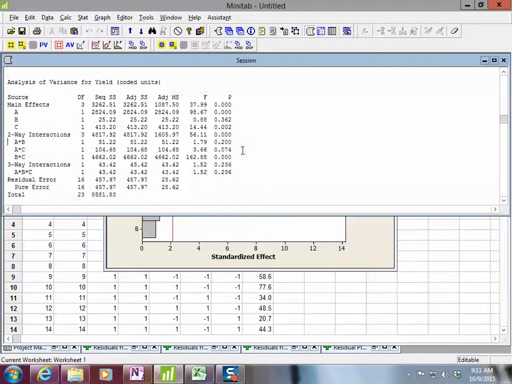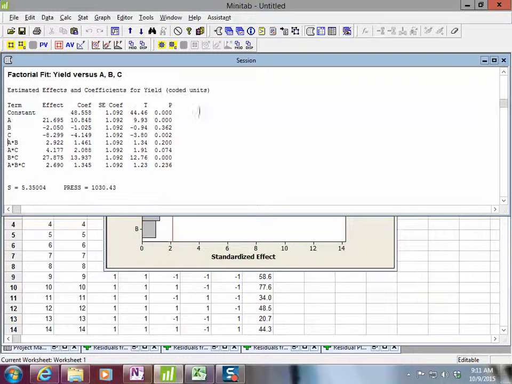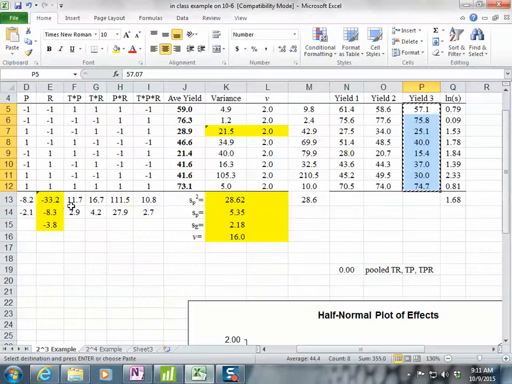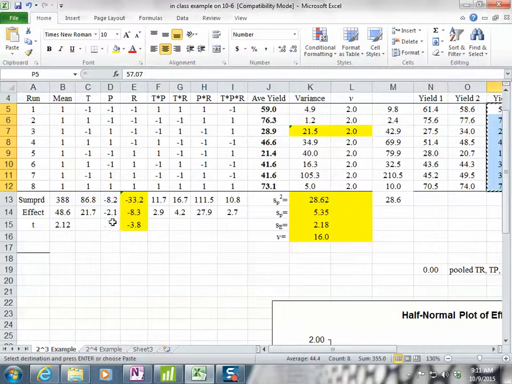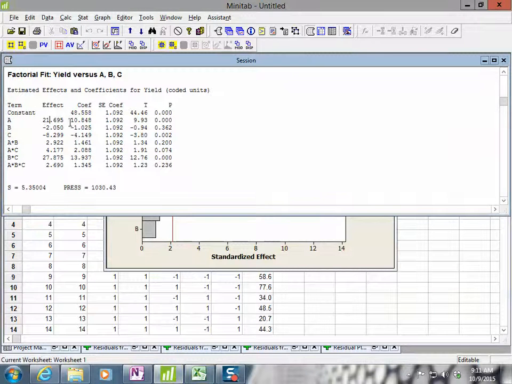The ANOVA table we'll talk about much later in the class. But here are the results that we're really interested in. It gives you each term, and here are the effects. Just like we did in the spreadsheet, hopefully they're the same. The effect for t was 21.695, hooray, they're the same.